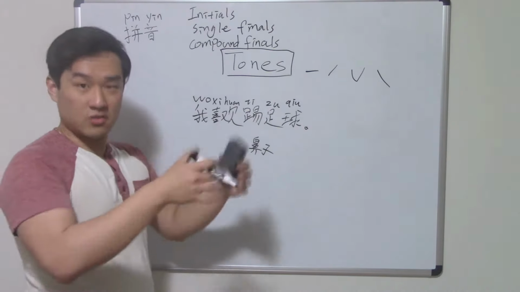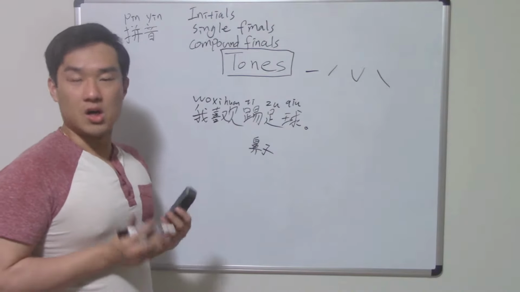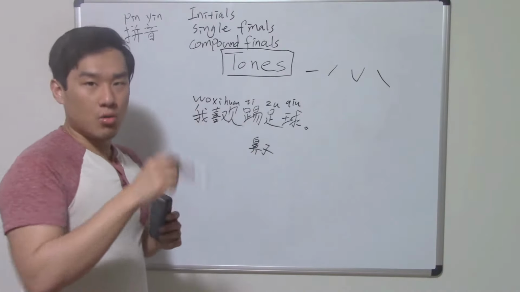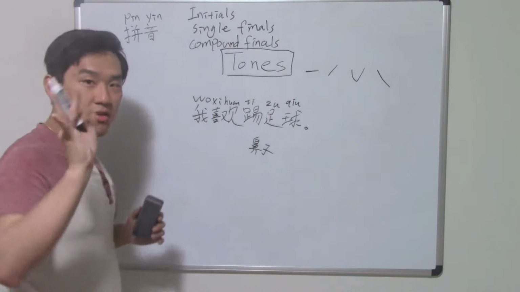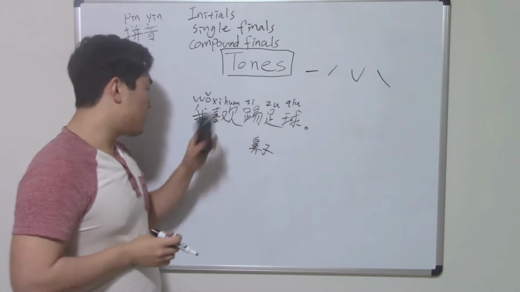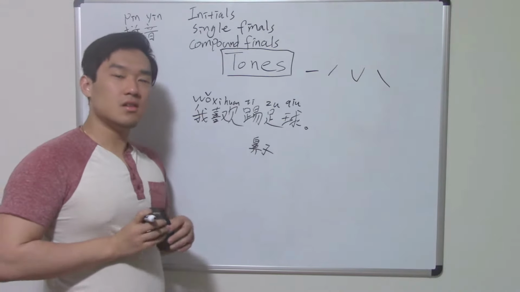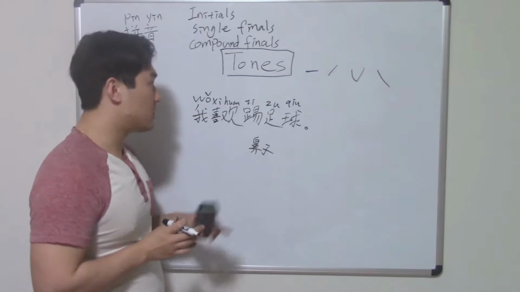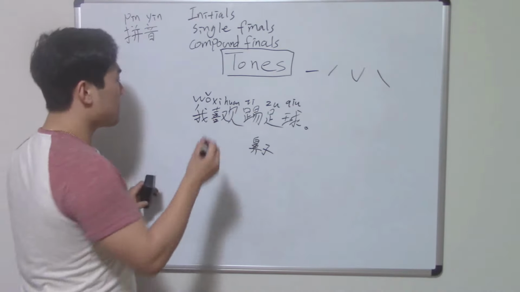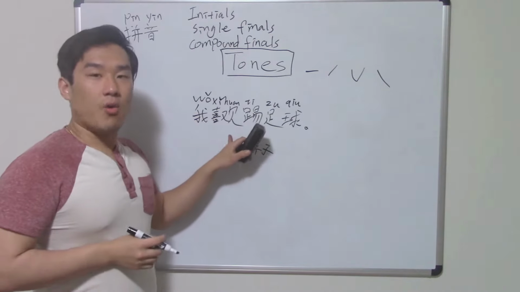So let me see. Let's do this together. Okay, first word here, 我喜欢踢足球. 我, which sound is that? It's the third one, right? In the third one. So 我. And then the second word here, 喜. Which one is this? 喜, also the third one, okay? 喜. Okay, and then third word here, 欢.